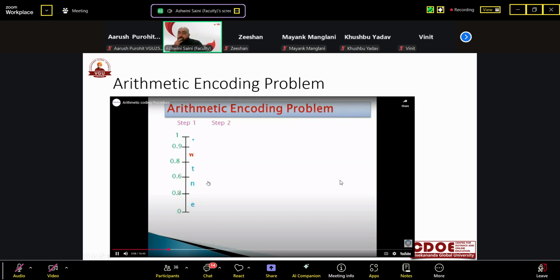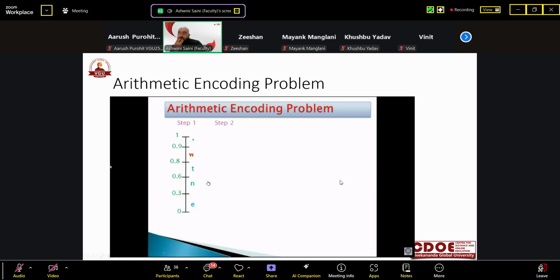Step 2: expand the letter to be coded. Look at the message; the first letter is W. That W letter is going to be coded. The W range is nothing but 0.8 to 0.9. Now we need to expand the range 0.8 to 0.9 with the symbols.